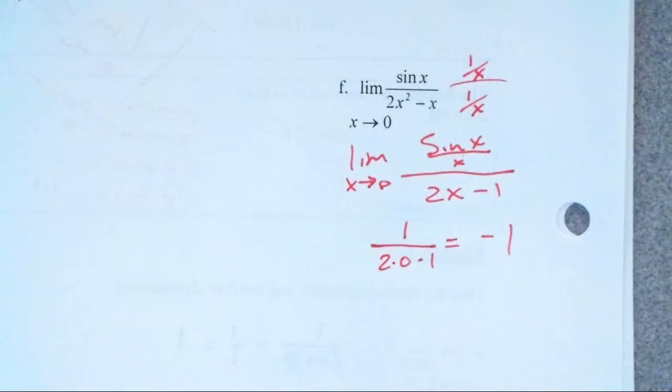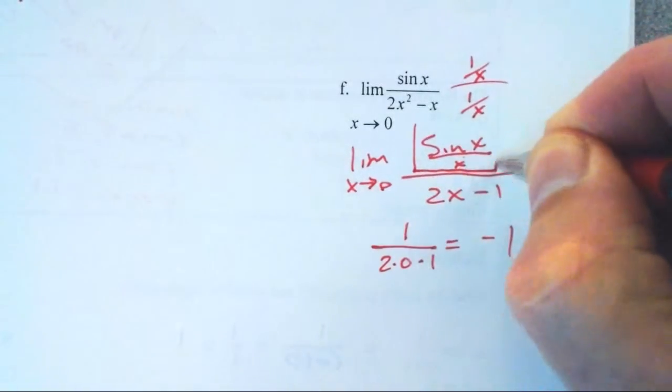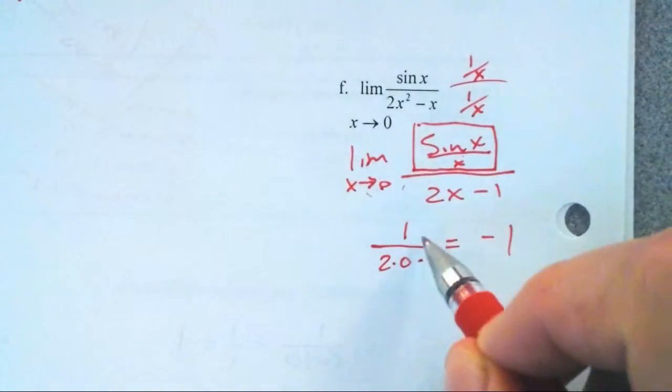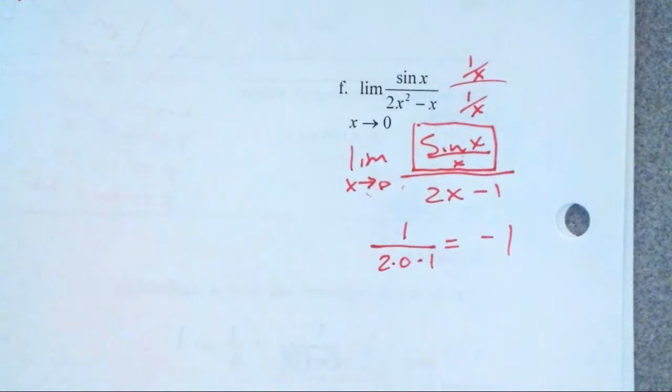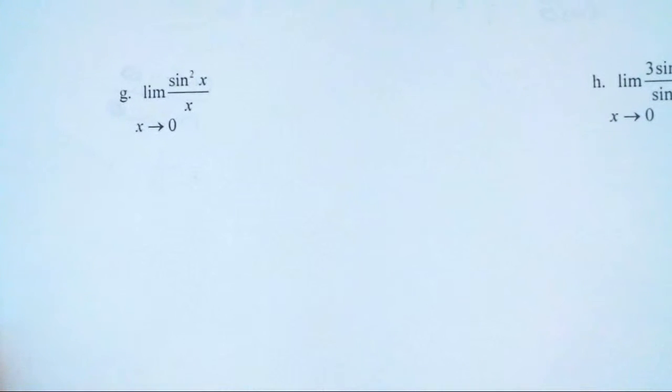Okay? Because the limit of this as x approaches 0 is 1. It's our MVP. It's all we got. We don't have rules about tangent or anything like that yet. Okay? Let's go to G. I know I've skipped E for a reason. We'll come back to it.